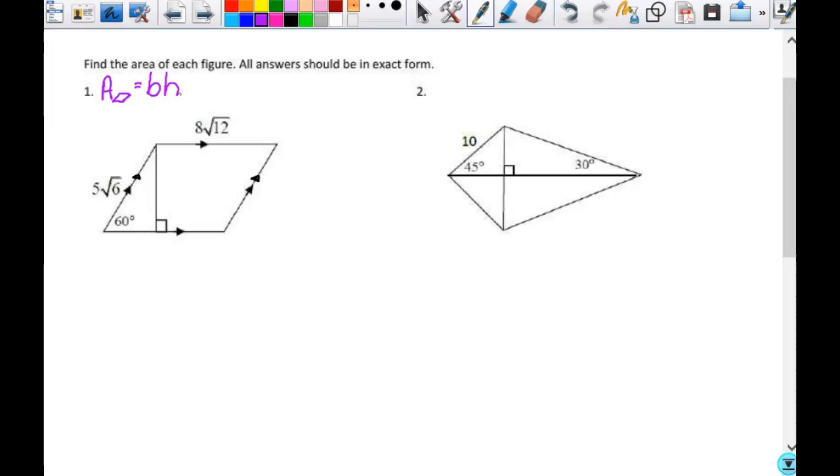And when you look at the base length, it is 8 square root of 12. So tell me something about that number. Could we fix it a little bit? Yeah, it's not simplified all the way, right? If you start off with everything simplified all the way, it makes things easier along the way, because otherwise you just end up with bigger, weirder numbers that you have to simplify.